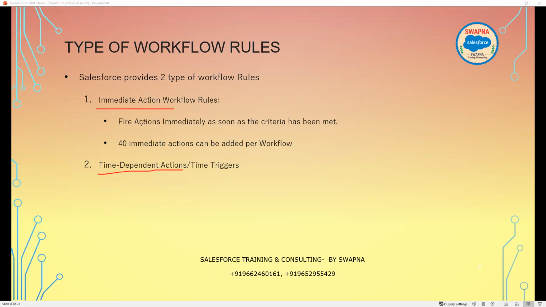Immediate action fires the action immediately as soon as the criteria is met. Forty immediate actions can be added into a workflow rule. More than this, we cannot add. Forty is a lot. Next is time dependent. A time dependent action fires the action based on a specific time period.